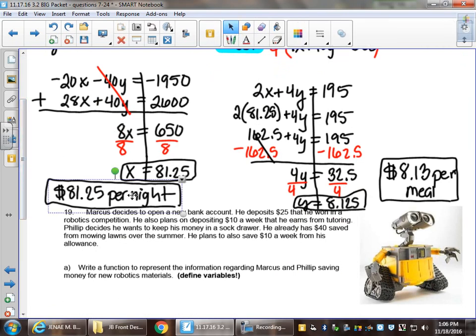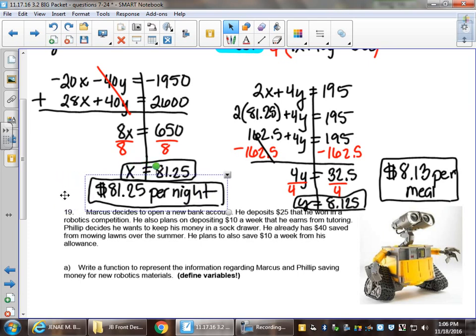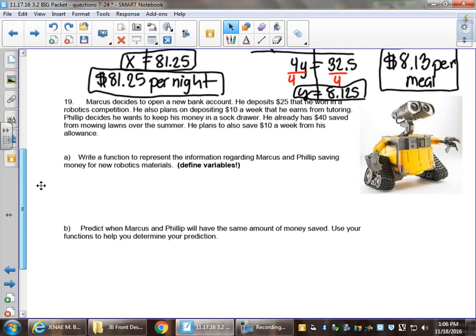Let's start reading number 19. Marcus decides to open a new bank account. He deposits $25 that he won in a robotics competition. He also plans on depositing $10 a week that he earns from tutoring. Philip decides he wants to keep his money in a sock drawer. He already has $40 saved from mowing lawns over the summer. He plans to also save $10 a week from his allowance. Write a function to represent the information regarding Marcus and Philip saving money for new robotics materials.